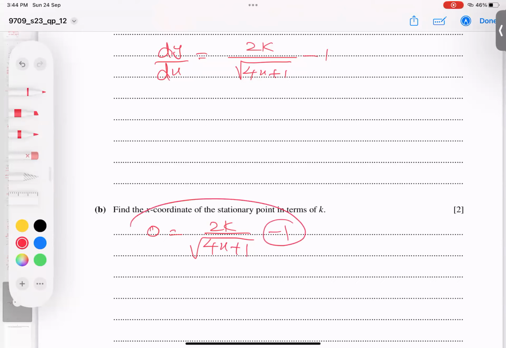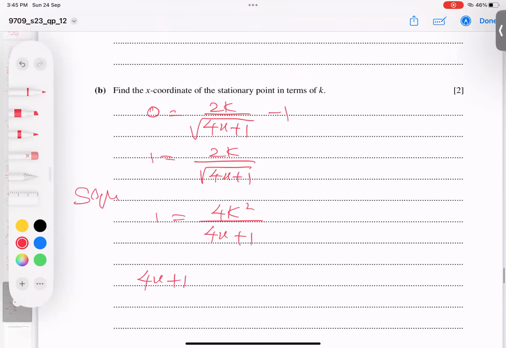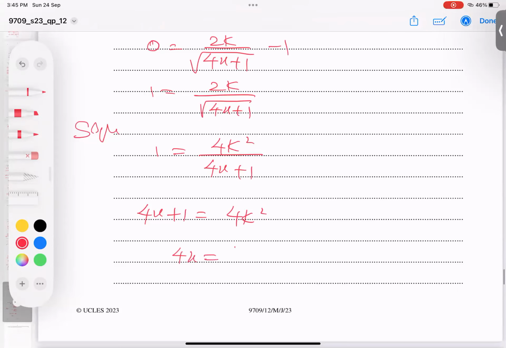First of all, 1 will go this side. Square both sides: the square of 1 is 1, the square of 2k is 4k squared, and squaring the other side makes the root go. Cross multiply: 4x plus 1 equals 4k squared. He is asking for the x coordinate in terms of k, so bring the 1 to the other side and then divide by 4. I think you got the point clear. This is done, so let's go for the next part.